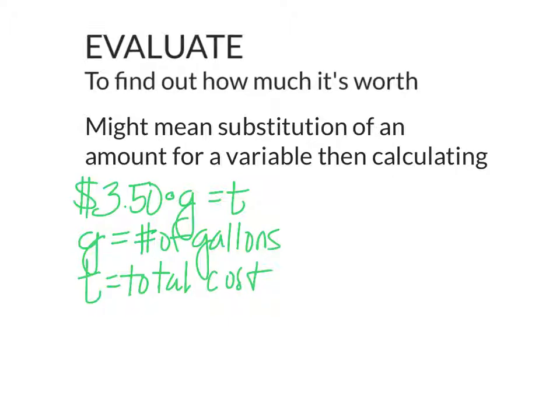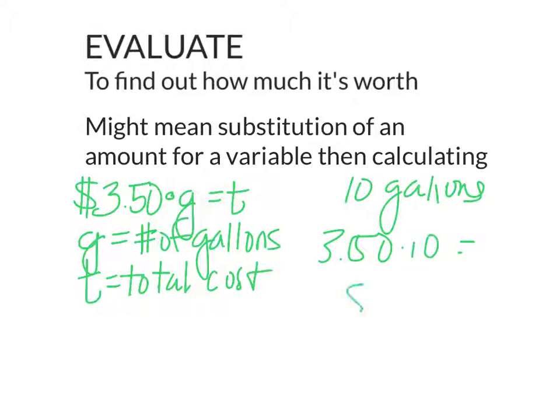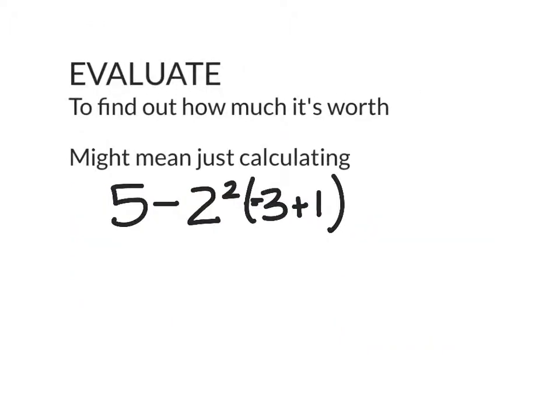Sometimes to evaluate means, it always means how much is it worth, but sometimes you might be substituting what you know about the number for the variable and then doing some calculations. So let's say I was buying 10 gallons of gas. 10 gallons of gas, it would be $3.50. Substituting in for the G times 10, so it would be $35. Evaluating, finding the value, in this case by substituting.